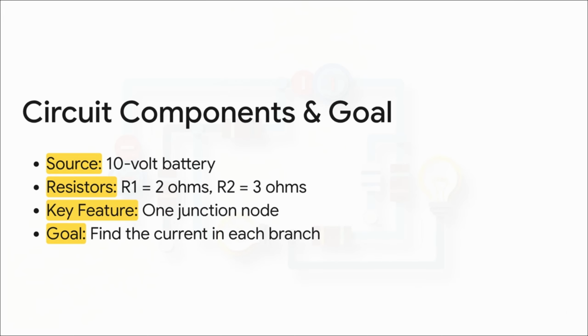So what are we working with? We've got a 10-volt battery, and it's connected to two resistors, R1 and R2. One is 2 ohms, the other is 3 ohms. And see that spot where the wires meet? That's our junction node. That's going to be really important later. So what's the goal here? Simple. We need to find the current going through each branch, which we'll call I1 and I2, and then figure out the total current coming from the battery.